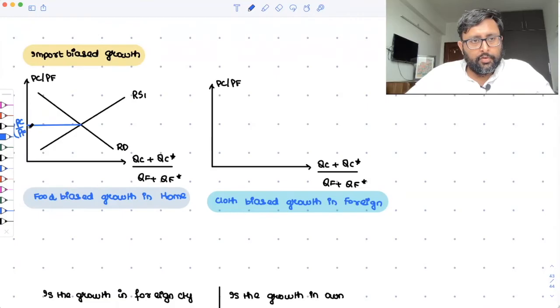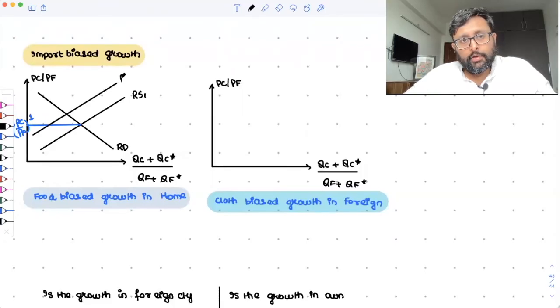PC by PF 1. So what happens is that when it is an import bias growth, in the home country, the production of food is going to increase and the production of cloth is going to fall. So when the production of cloth is going to fall, it is going to reduce the relative supply curve like this.